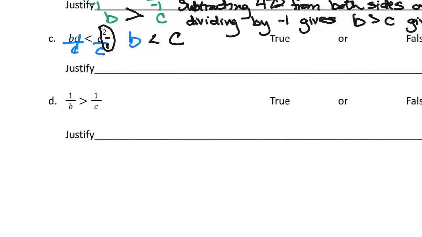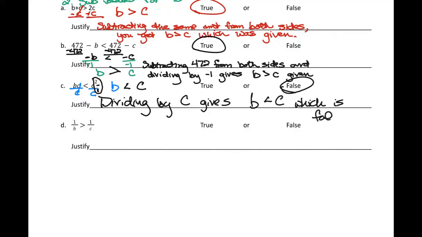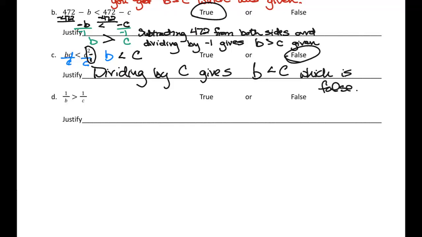All right. So that is false. And you say, dividing by C leaves or gives B less than C, which is false. Not given and is false, or something like that. Okay? All right. Any questions about that last one?